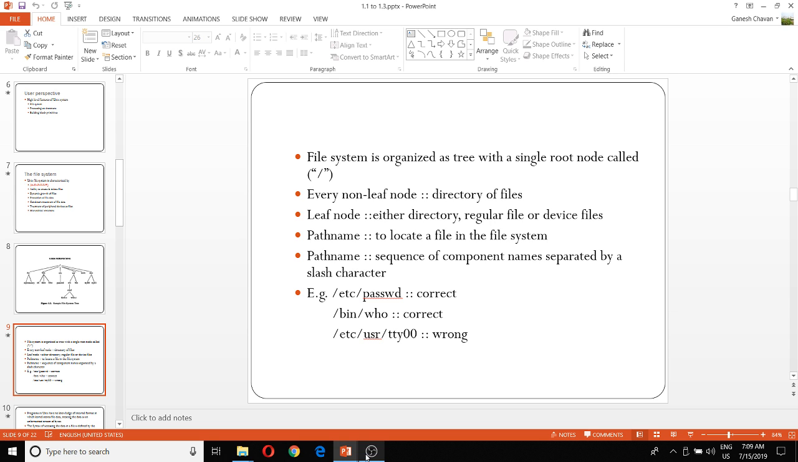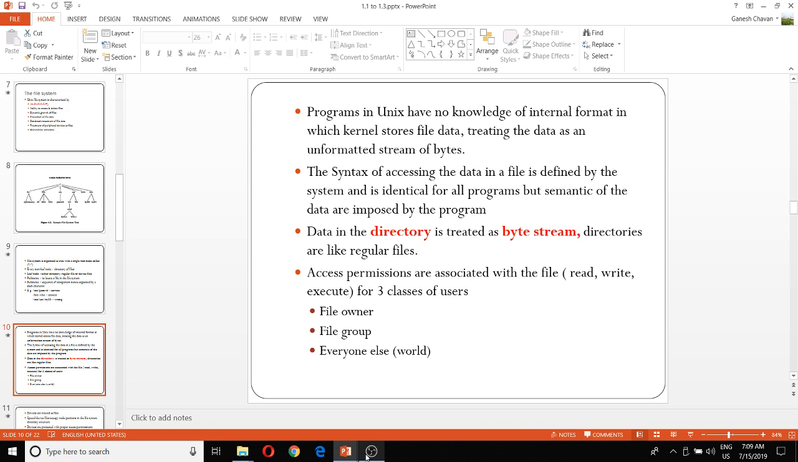Path name is actually essential for locating the file in the file system. Path name is also called as sequence of components separated by a slash character. Examples of such path names are /etc/password, that is considered to be correct. /bin/root is also called as correct, but /etc/user/tty00 is nothing but a wrong interpretation.